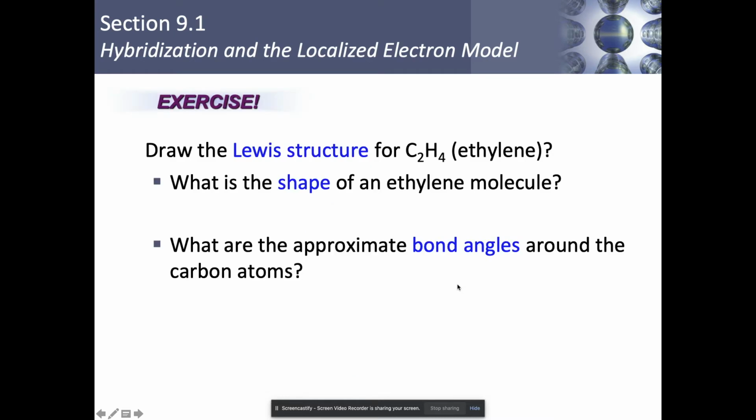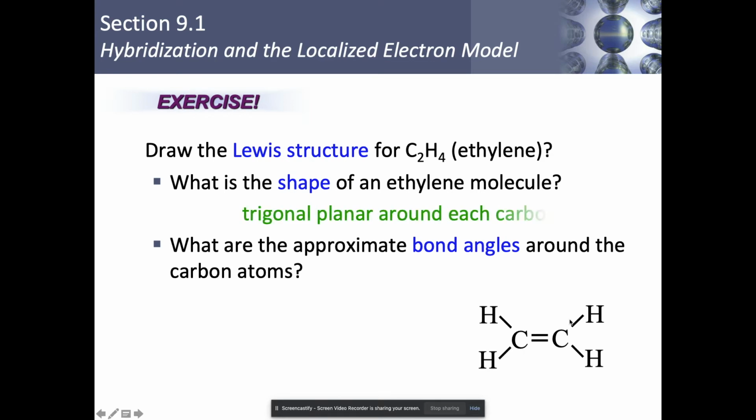All right, now what about ethylene? Okay, C2H4. What if I asked you to draw that? So it would look something like this. Now we have a double bond. What is the shape? Well, each carbon is trigonal planar. You can see I have a 120 degree angle between each one of these, right?